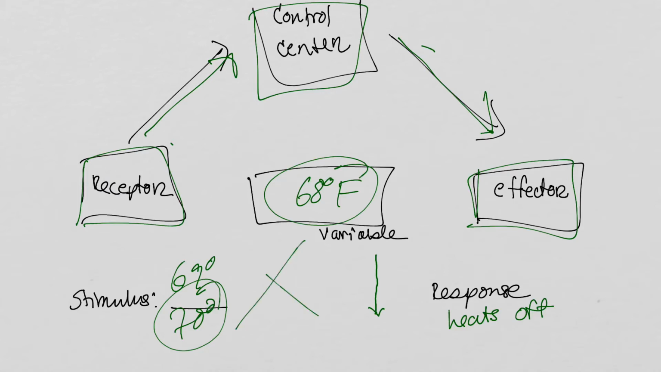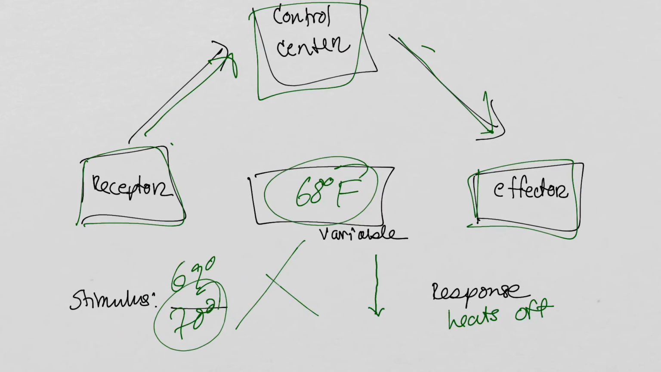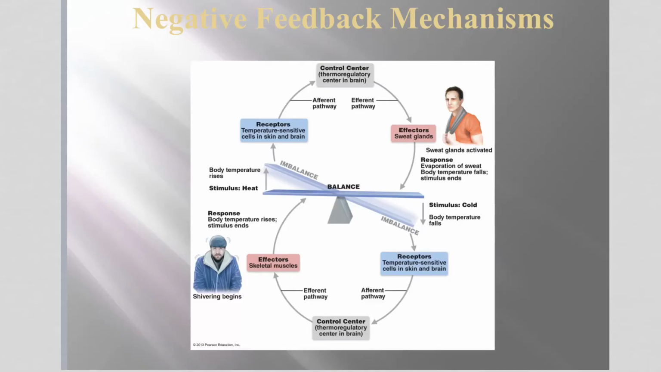So this is a constant on, off, all day long to maintain that set temperature or that variable of 68 degrees Fahrenheit. And this is how feedback loops work in your body as well. And we'll talk a little bit more about those in a little bit. So if we look a little bit more in detail at negative feedback mechanisms, this is an example of actually two feedback loops that show how your body controls body temperature.